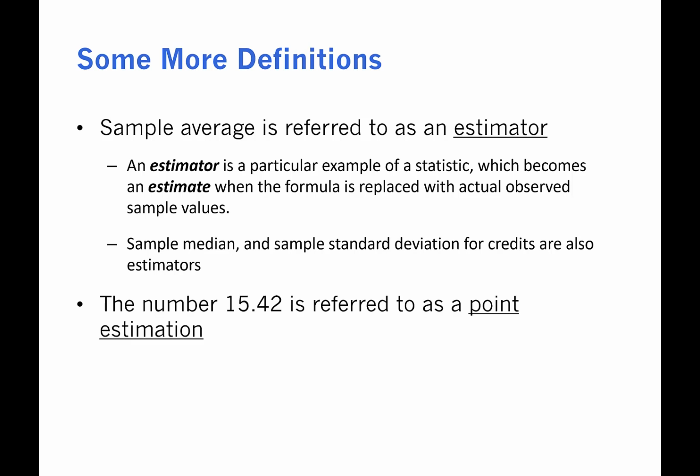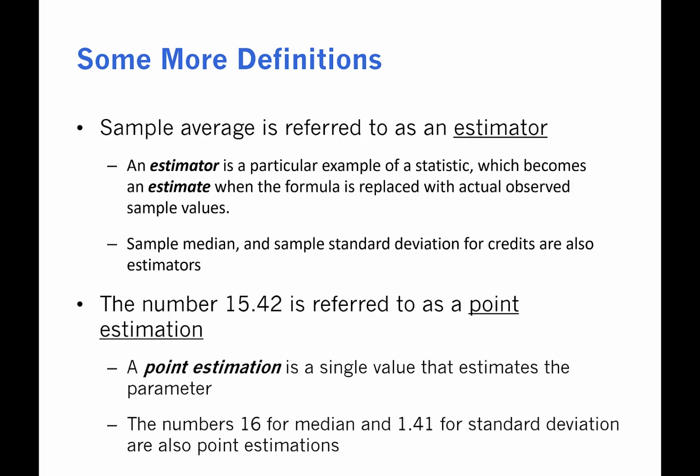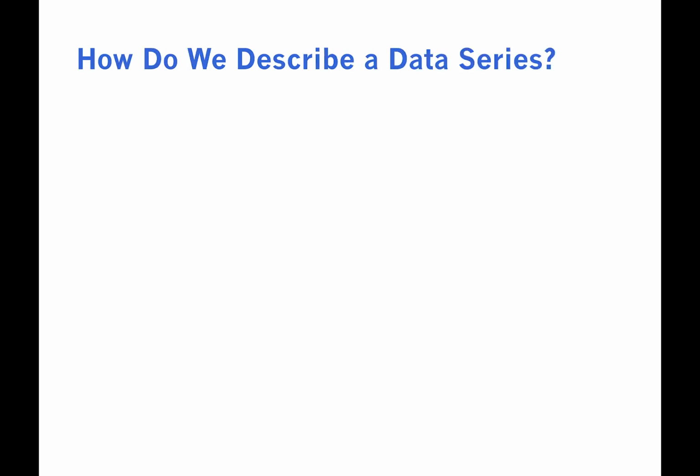Now the number 15.42 that I calculated based off of my sample is referred to as a point estimation. A point estimation is a single value that estimates the parameter. The numbers 16 for the median and 1.45 for the standard deviation that I also reported from my sample are called point estimators.